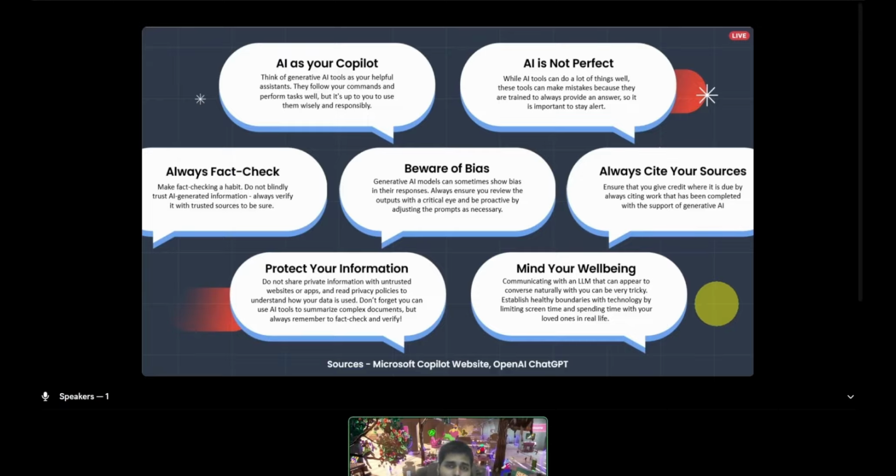Fact checking is an important practice that is followed by many AI researchers and AI users. Again, citing your sources is super critical now, because there can be a lot of legal and technical challenges if you're not doing it the right way. Again, protecting your information and minding your well-being.